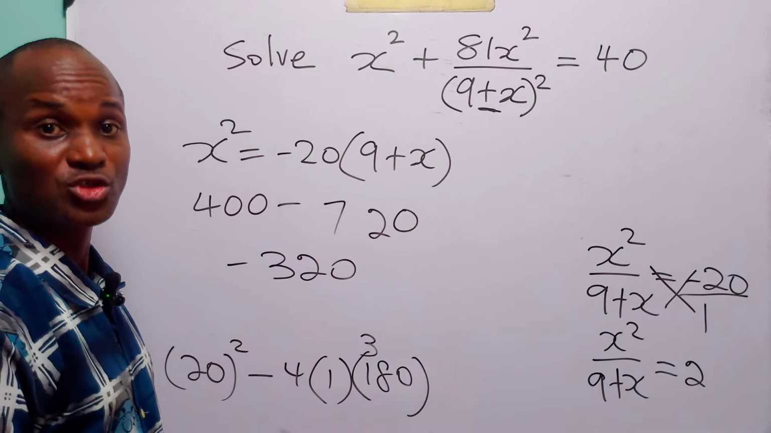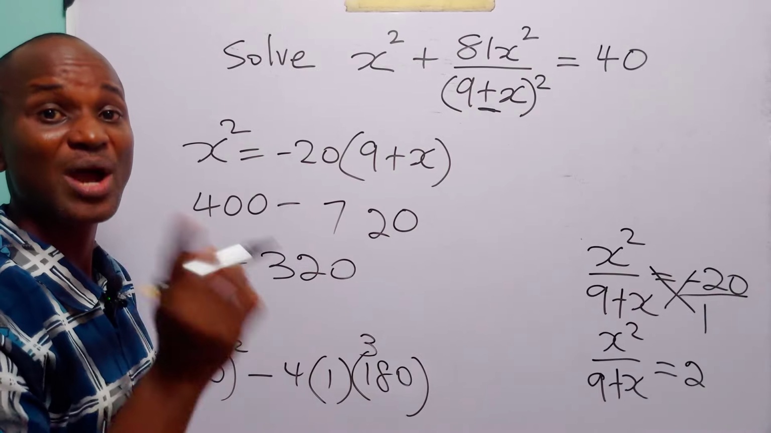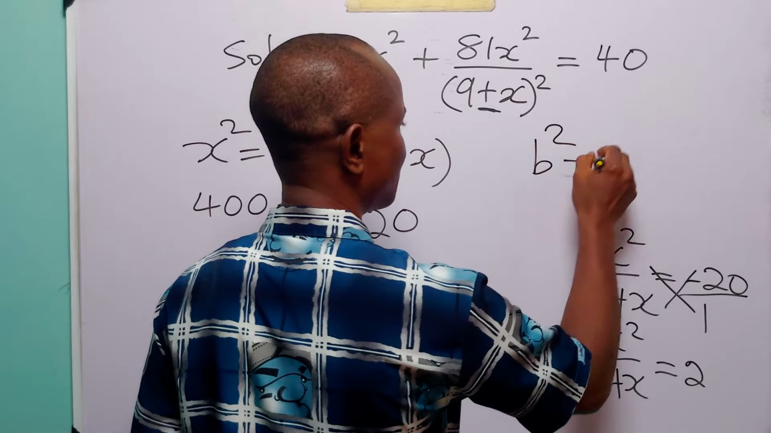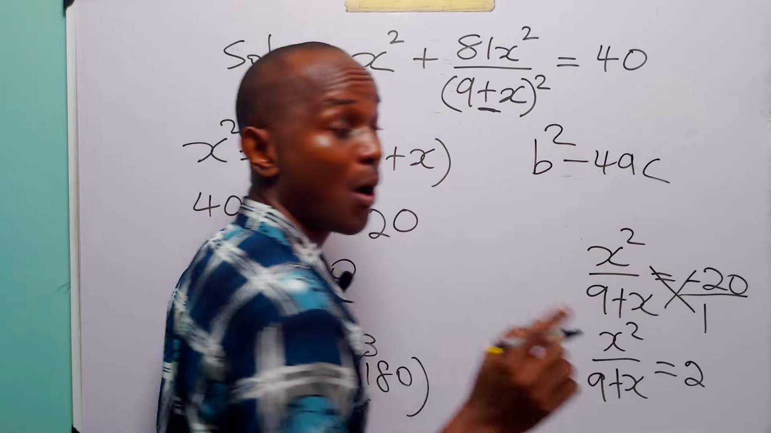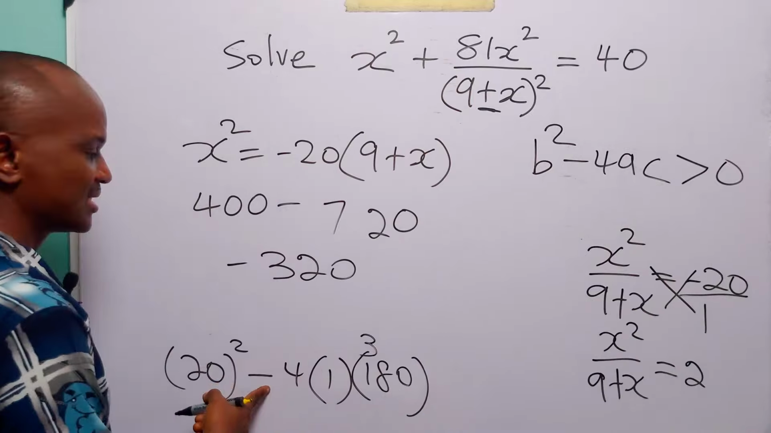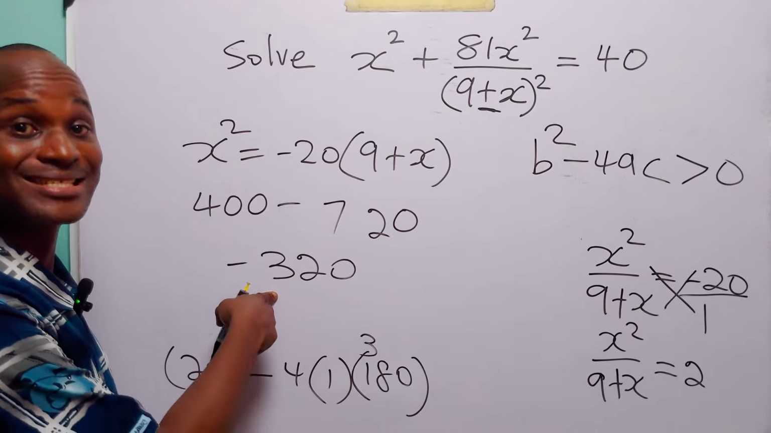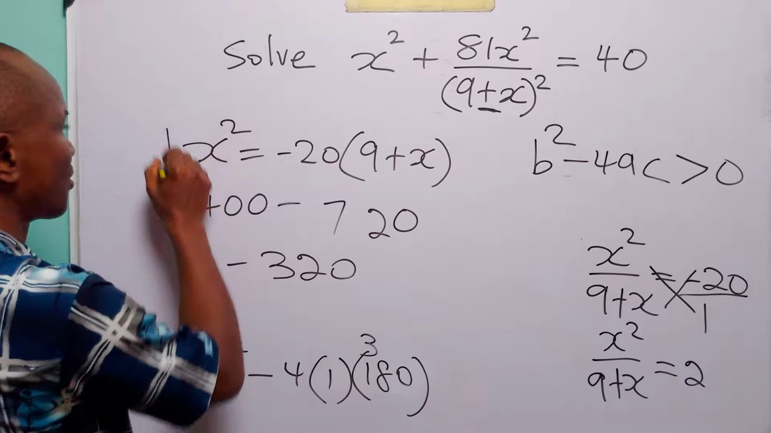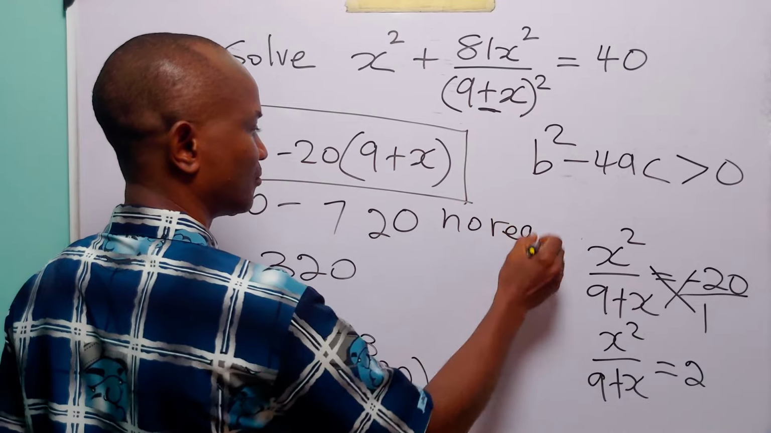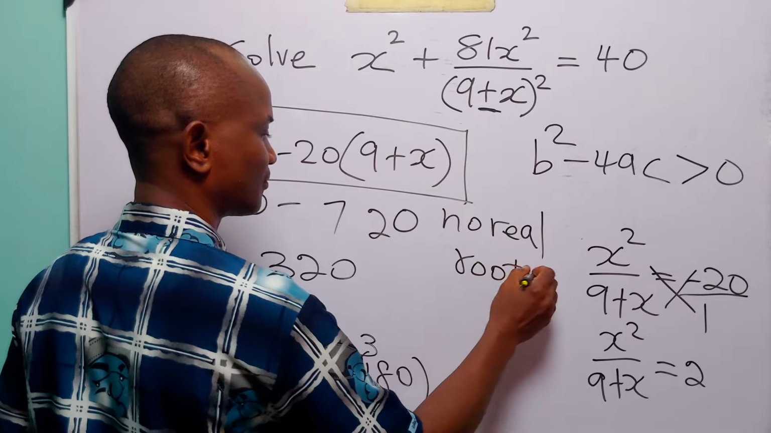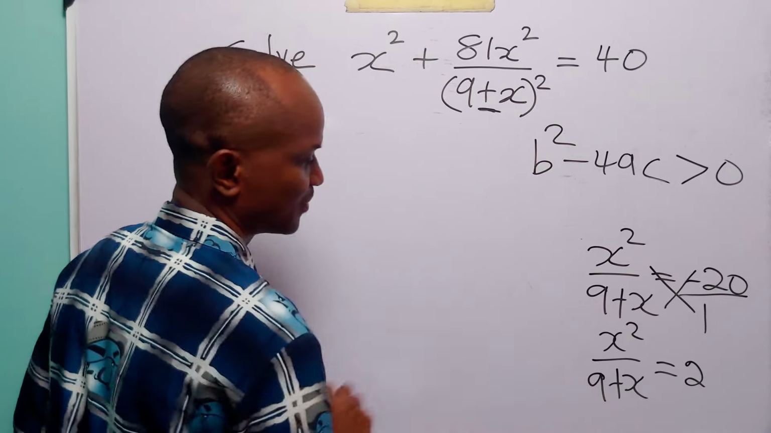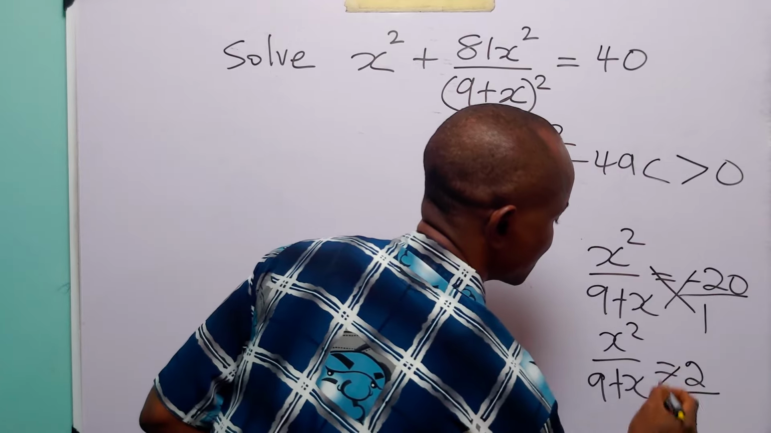320. But of course, you know that for a quadratic equation to have real roots, then the discriminant, that is b squared minus 4ac, must be greater than 0. But in this case, we have that the discriminant is less than 0. So this quadratic equation has no real roots. Now, coming over to this second equation, once more we cross multiply.